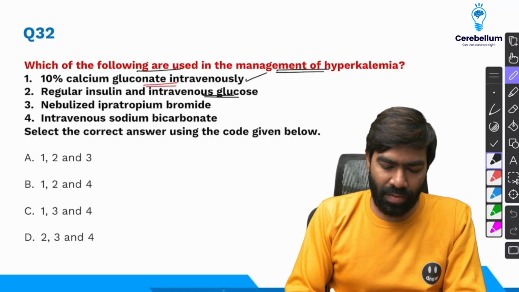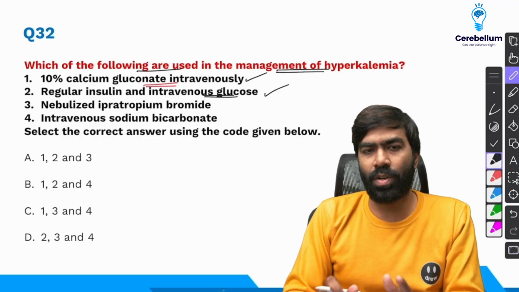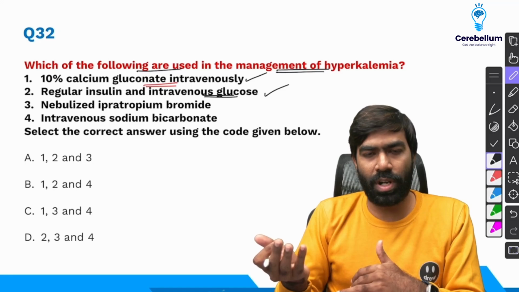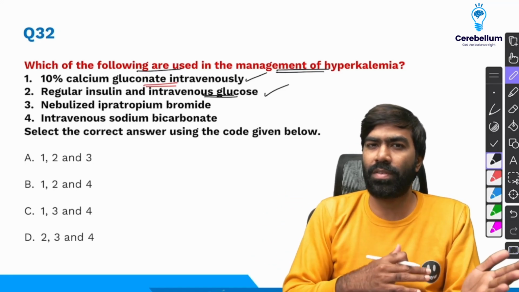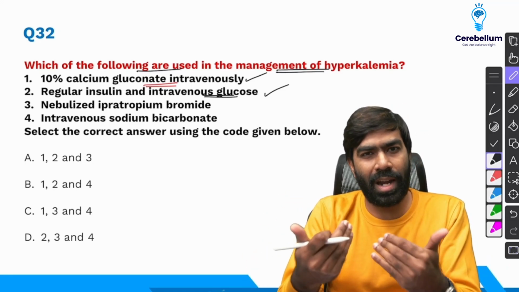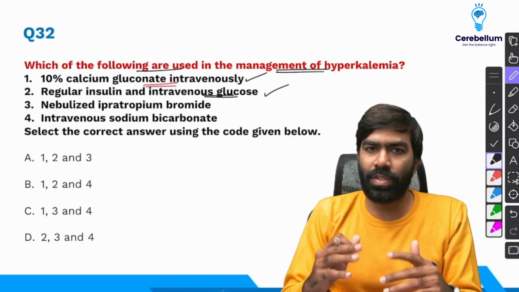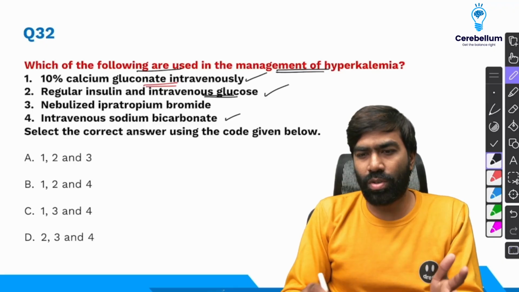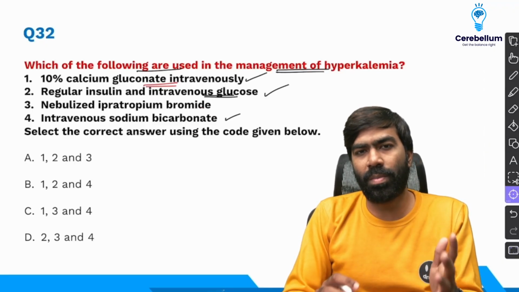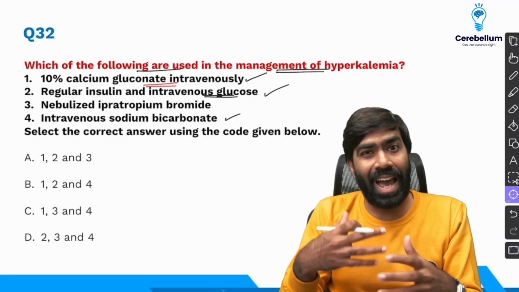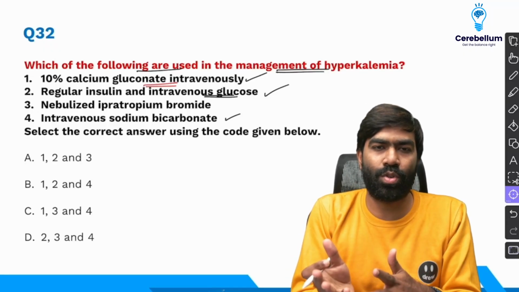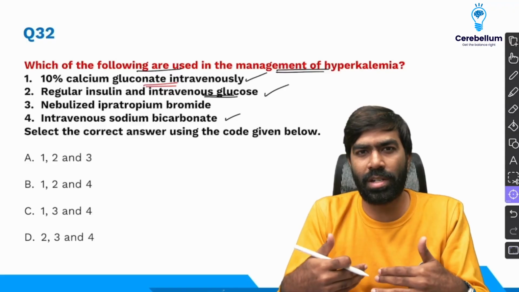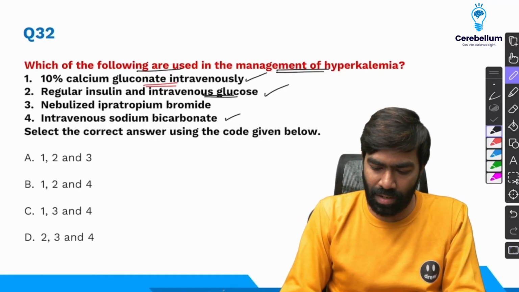And regular insulin intravenous glucose is also very correct because regular insulin is something that's going to activate sodium potassium ATPase so that your potassium from ECF is going to go into ICF, so that there will be a transient lowering of the serum potassium, which can be life-saving at times. Intravenous sodium bicarbonate is also correct, especially in patients with acidosis. Sodium bicarbonate also tends to create an alkaline environment in the ECF so that it can push the potassium from ECF to ICF. So it's also going to transiently lower potassium in patients with acidosis and renal failure.